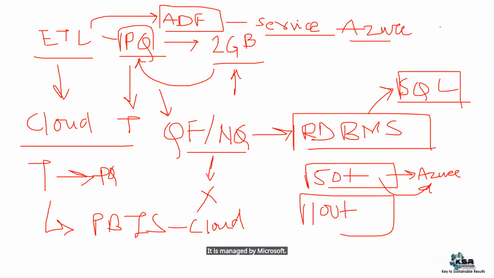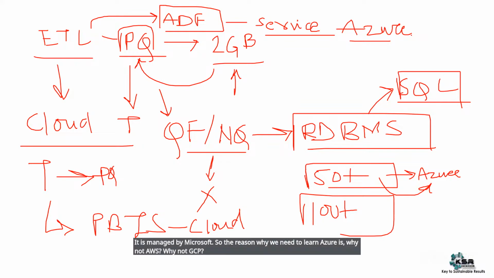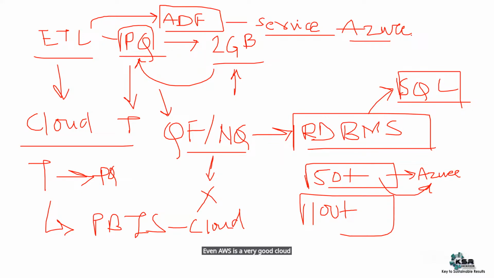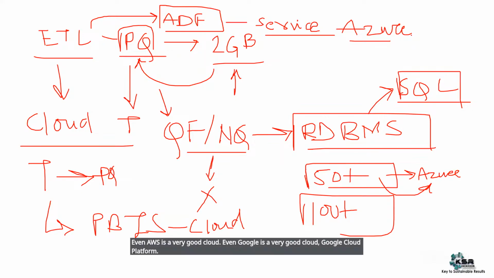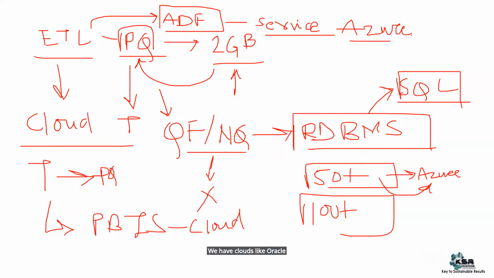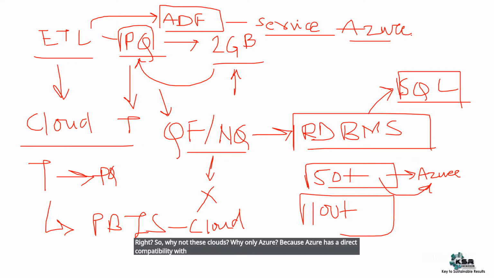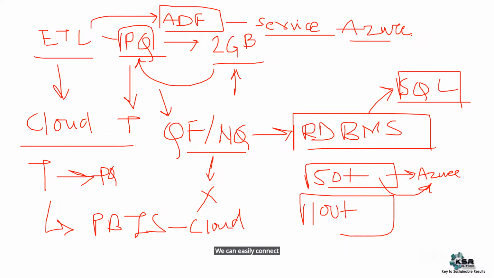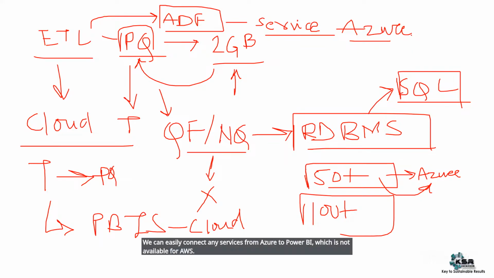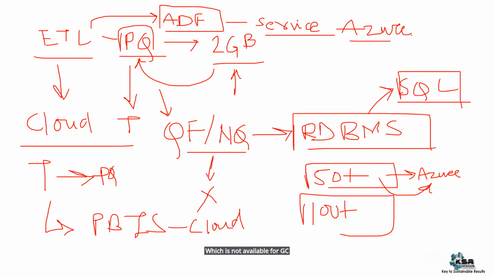So the reason why we need to learn Azure is, why not AWS? Why not GCP? Even AWS is a very good cloud. Even Google Cloud Platform is a very good cloud. We have clouds like Oracle and Salesforce, right? So why not these clouds? Why only Azure? Because Azure has direct compatibility with Power BI. We can easily connect any services from Azure to Power BI, which is not available for AWS or GCP. We have only one or two connectors limited to other clouds.